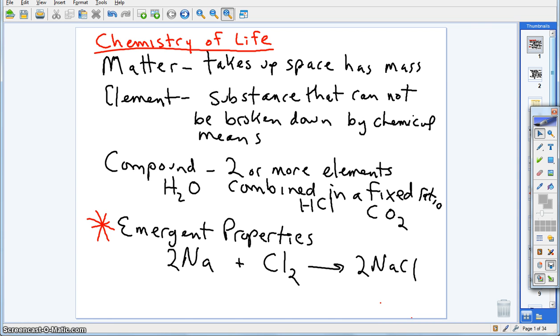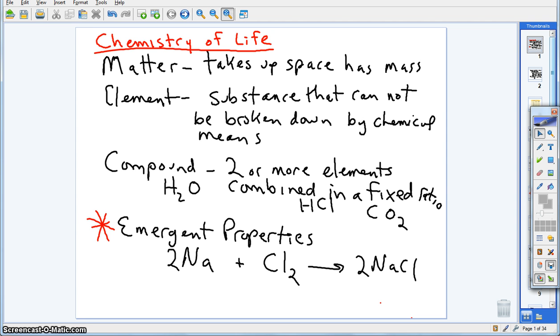So chemistry is just the study of matter, and matter is anything that takes up space and has mass. And as that, we're going to be looking at two main types of matter. We're going to be looking at pure elements, so substances that cannot be broken down by chemical means, so gold, iron, oxygen, hydrogen, nitrogen, and then compounds, which are two or more elements combined in a fixed ratio. So one that we'll talk a lot about is H2O, HCl, CO2, sulfuric acid is H2SO4, glucose is C6H12O6. So those are all compounds, and we'll look at them.